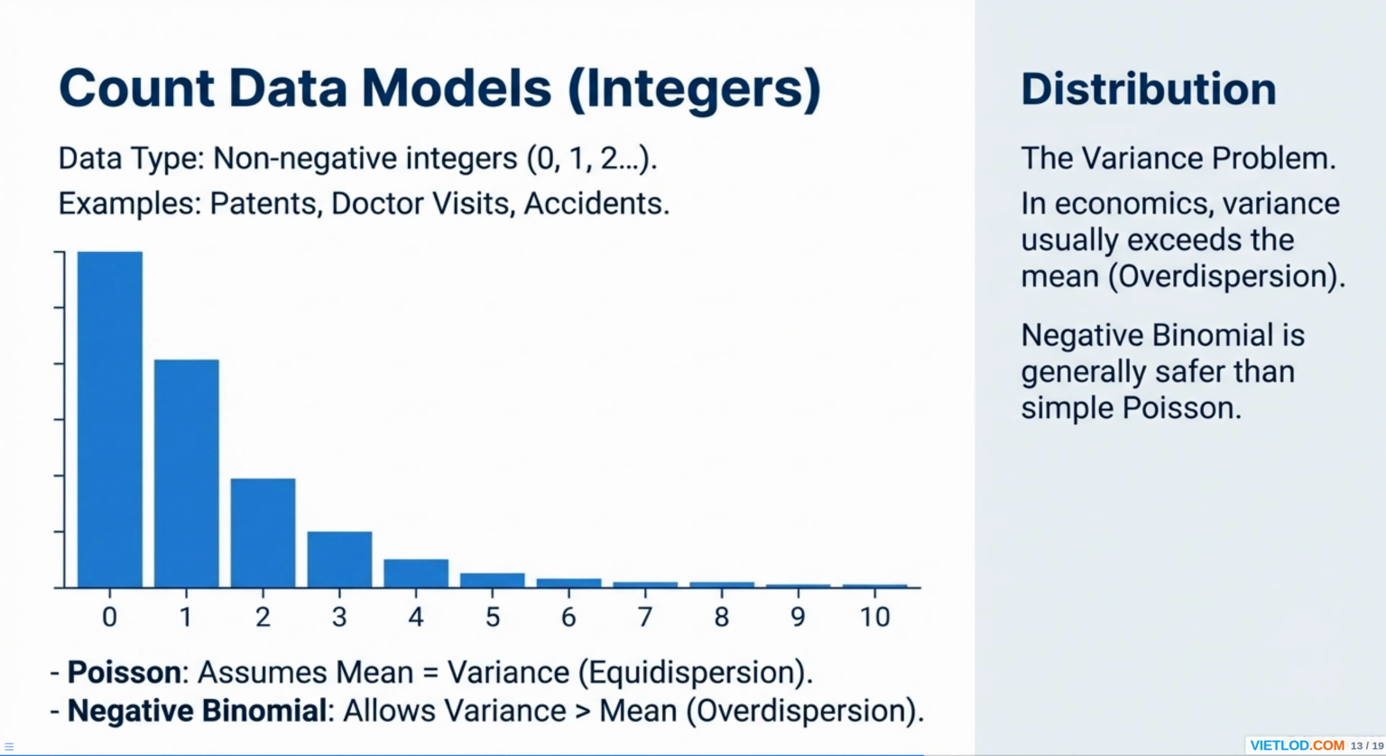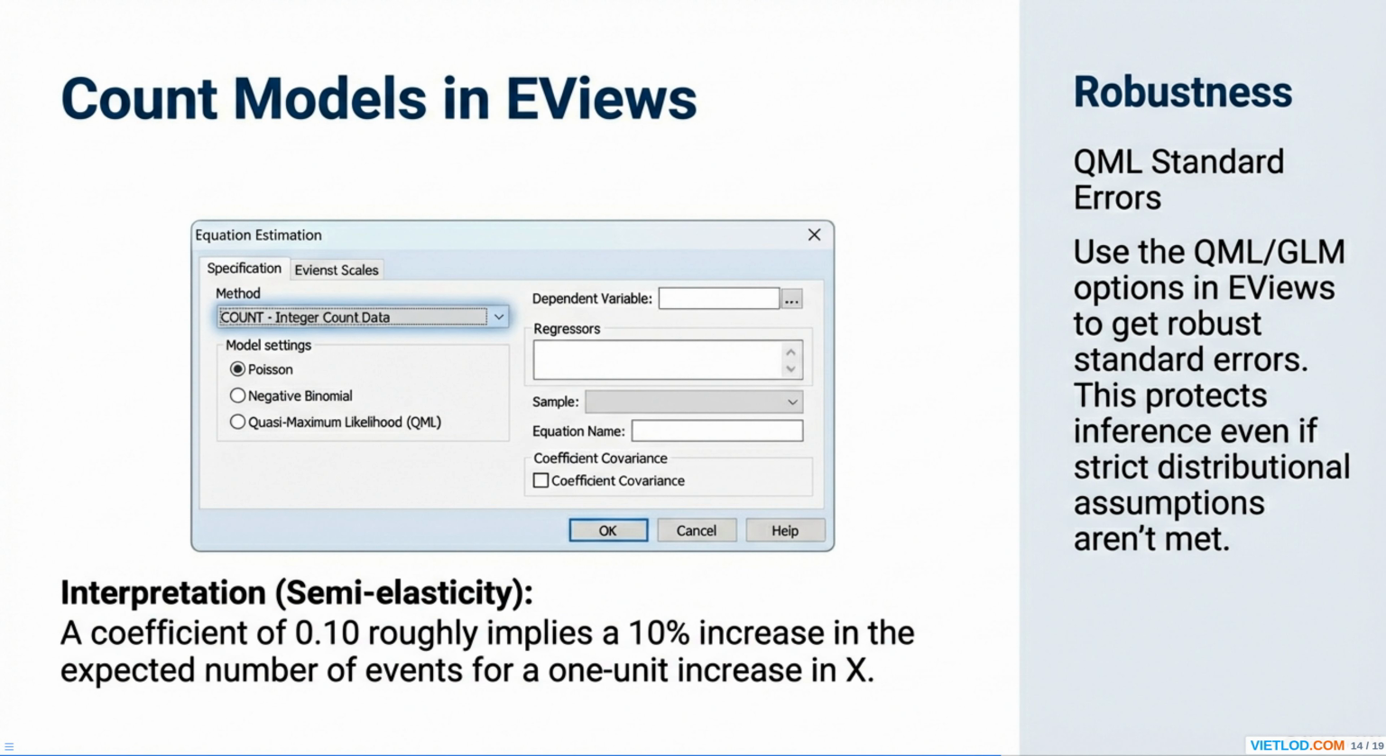However, the Poisson model makes a very strong assumption known as equidispersion, meaning that the mean of the distribution is equal to its variance. In real-world economic and social data, we frequently encounter a phenomenon called overdispersion, where the variance significantly exceeds the mean. If ignored, overdispersion can lead to incorrect standard errors and unreliable statistical inferences.